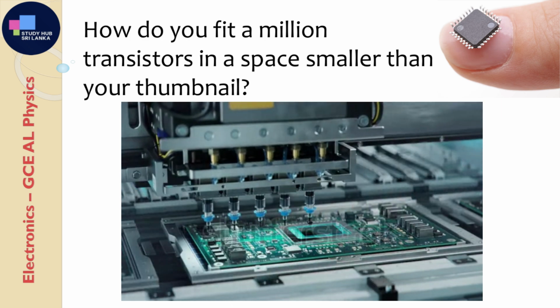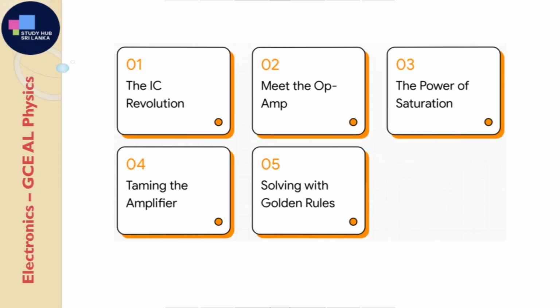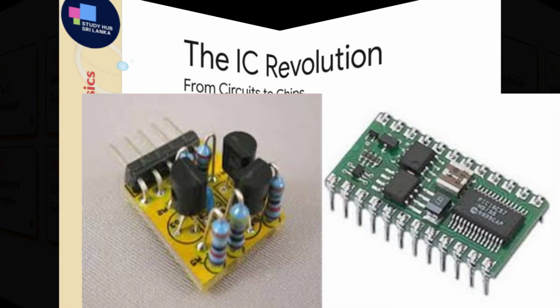So let's find it. Okay, here's our game plan for today. We'll start with the IC revolution, how we got from these giant circuits to tiny chips. Then we'll meet the star of the show, the op-amp. After that, we'll look at a little problem called saturation, figure out how to tame the amplifier with feedback, and finally, I'll give you the 2 golden rules that'll let you solve just about any op-amp circuit you see. So let's kick things off with the IC revolution.